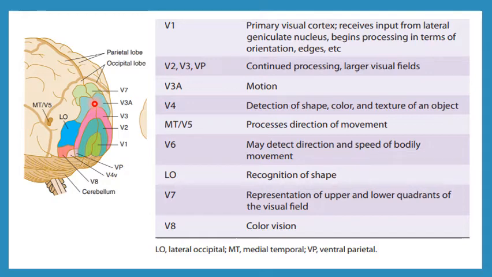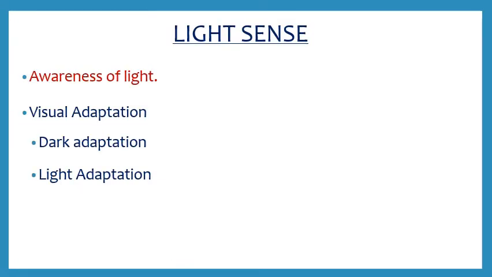So like that, each of the secondary visual areas have got a function. From the primary visual cortex, they move to the secondary visual areas for further processing, right? So now we'll move on to visual perception. The first one is light sense. What is meant by light sense? It is the awareness of light.